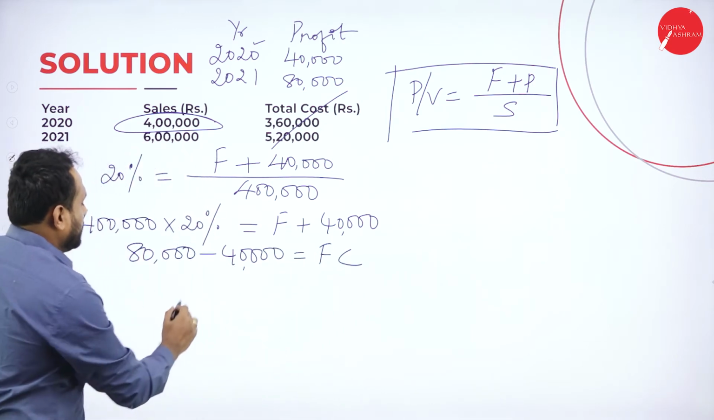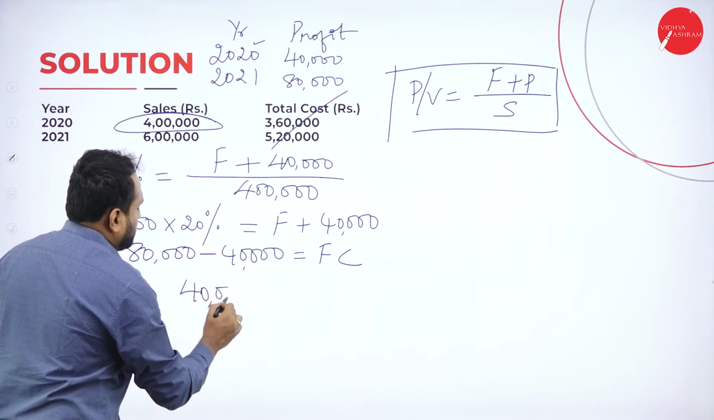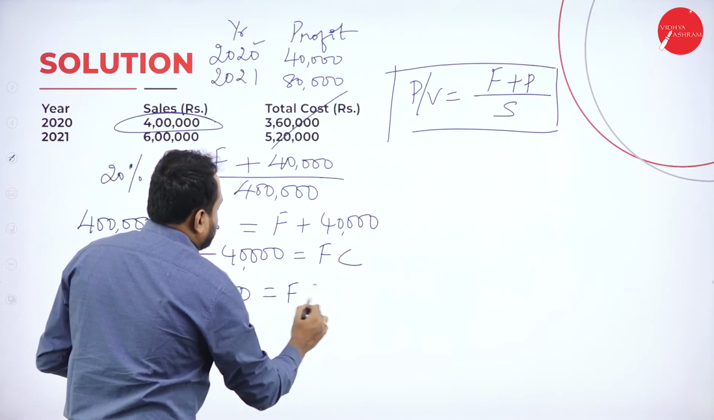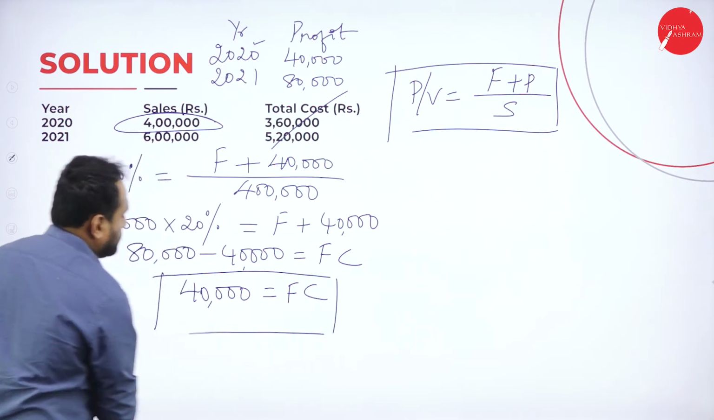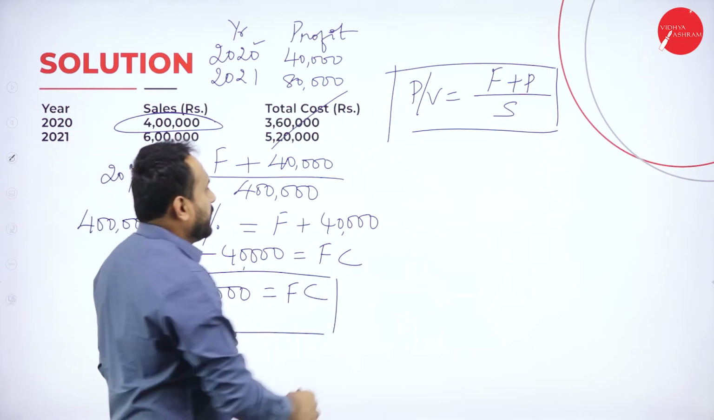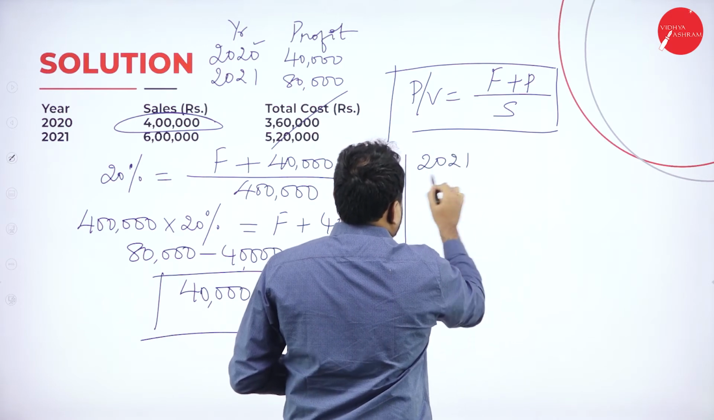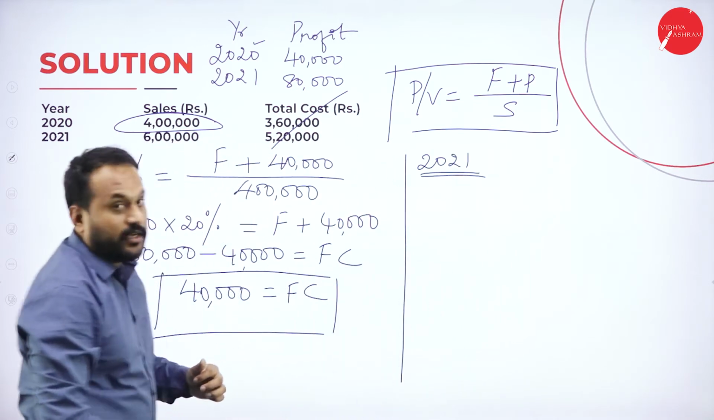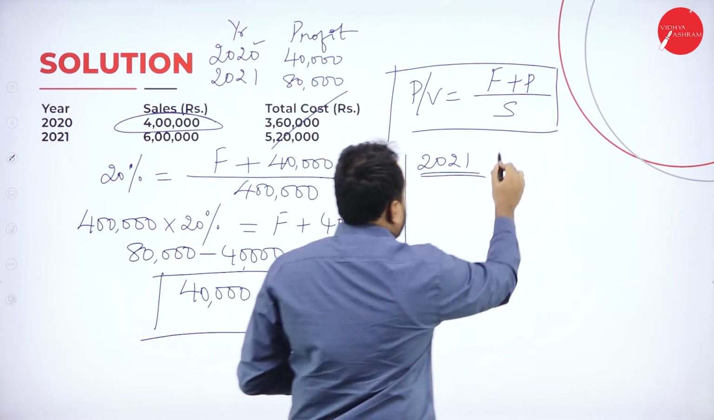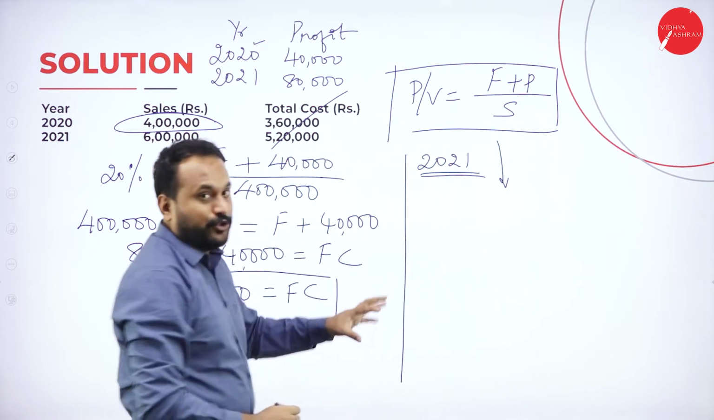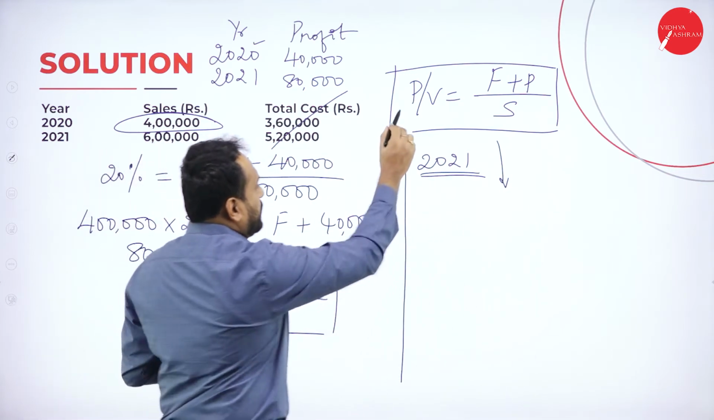Now how much did I get? 40,000 is equal to fixed cost. So my fixed cost is 40,000. I'll show you if we take 2021, you will still get 40,000. Let's go with this 2021. I'll show you here. Again, we'll go with this formula.